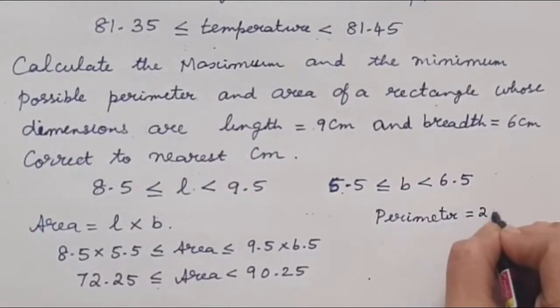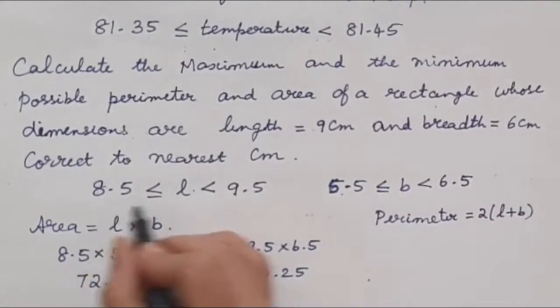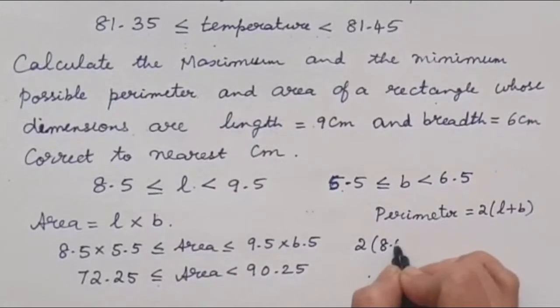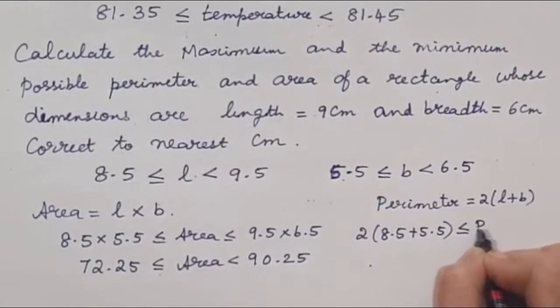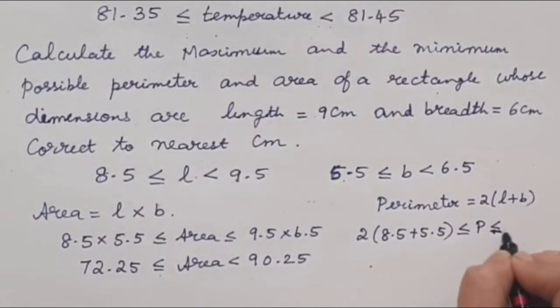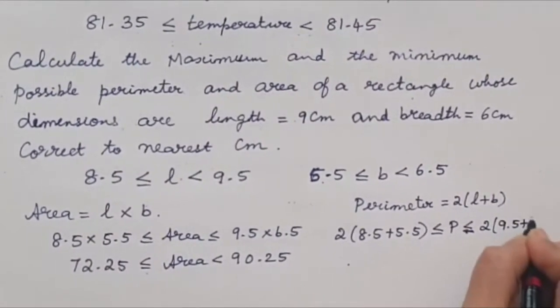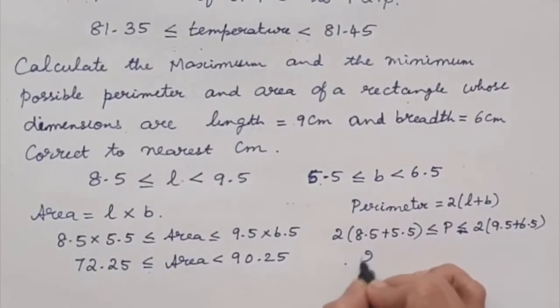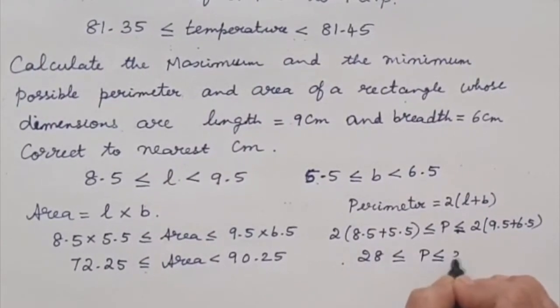In the same way for the perimeter, the formula is 2 into (L plus B). So for the lower value, it will be 2 into (8.5 plus 5.5) is less than or equal to the perimeter, which is less than 2 into (9.5 plus 6.5). So this will be equal to 28 is less than or equal to the perimeter, which is less than or equal to 32.